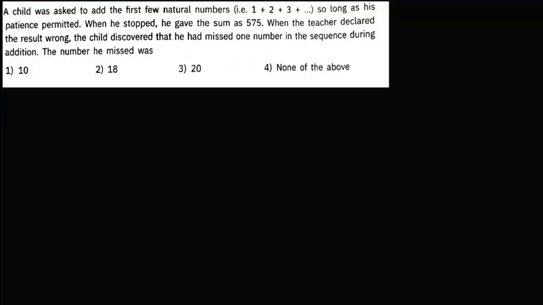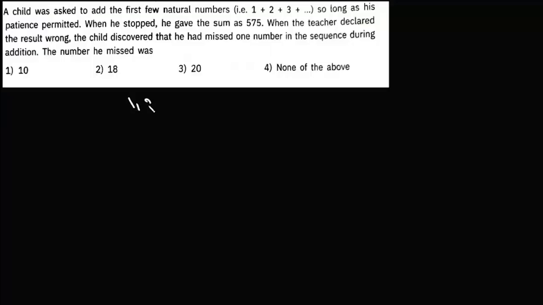Now the question is, a child was asked to add the first few natural numbers, that is 1 plus 2 up to 3, so long as his patience permitted. When he stopped, he gave the sum 575. When the teacher declared the result wrong, the child discovered that he had missed one number in the sequence during addition. The number he missed was.